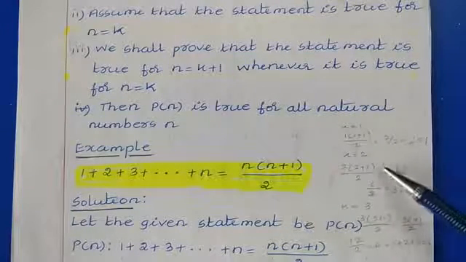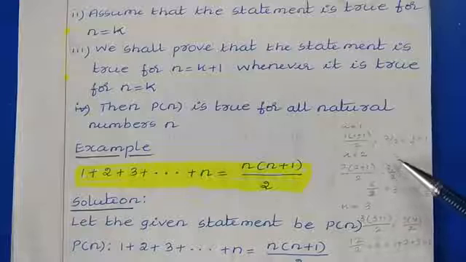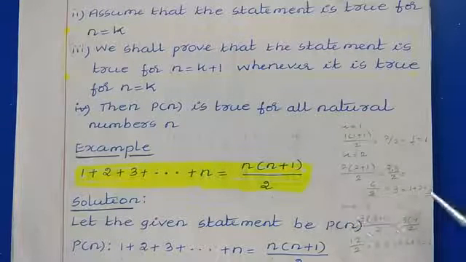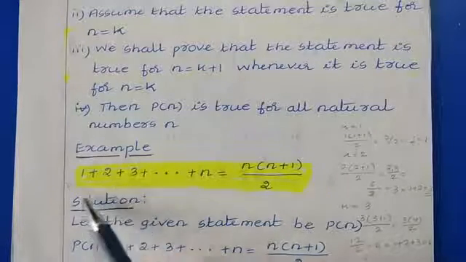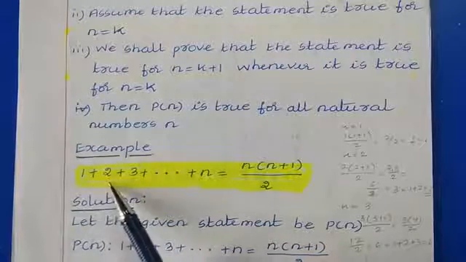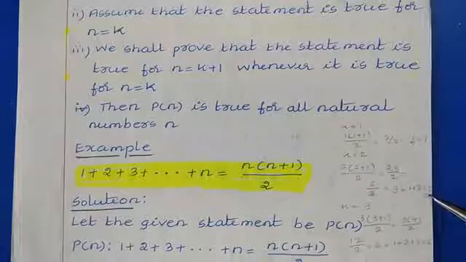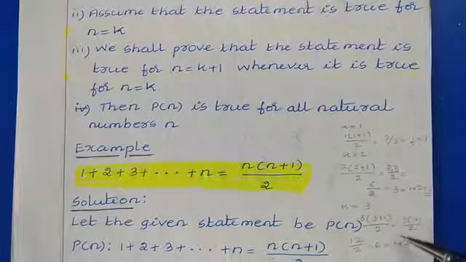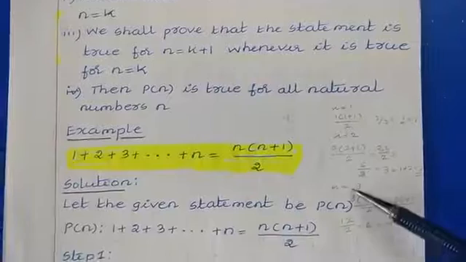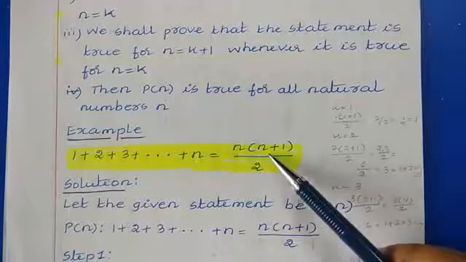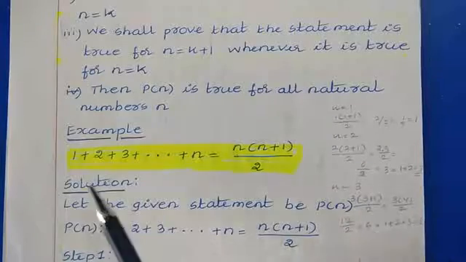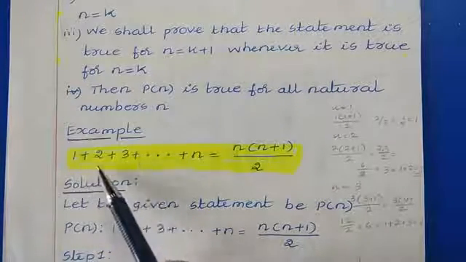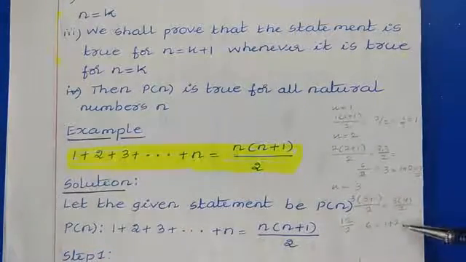Next I am checking for n is equal to 2. For n is equal to 2, on the right hand side we get the value 3. On the left hand side, we have to take the first two terms, 1 plus 2, that is also 3. Then for n is equal to 3, if I put the value of n, I get the value 6, and on the left hand side we take 3 terms, 1 plus 2 plus 3, that is also equal to 6.